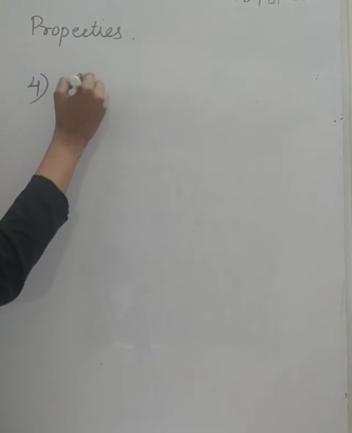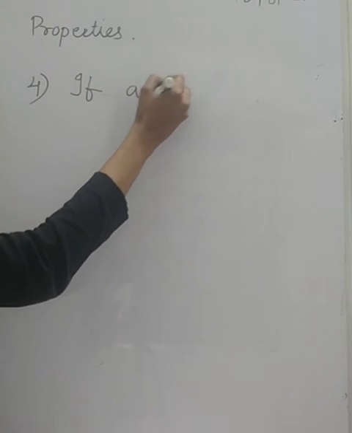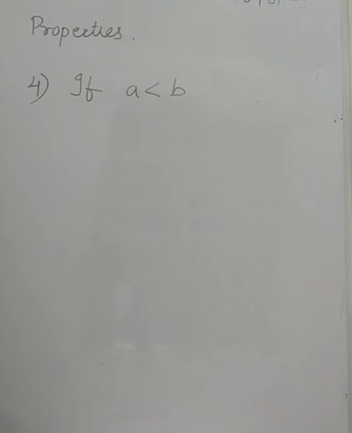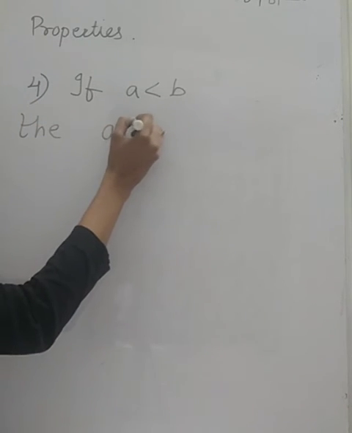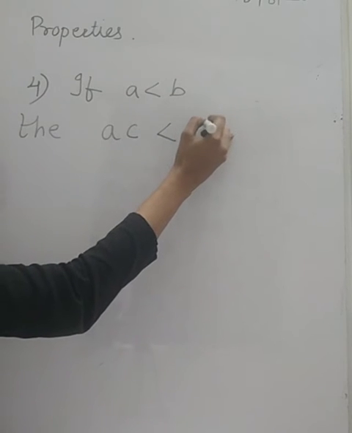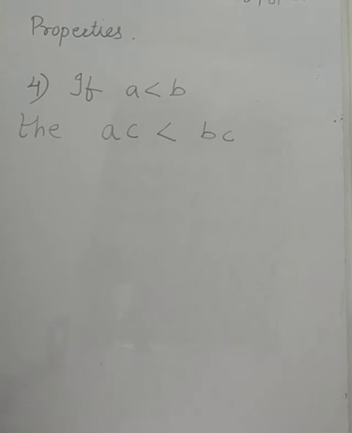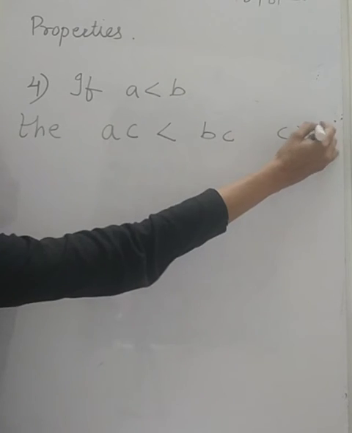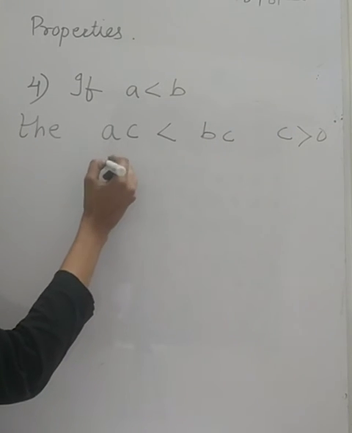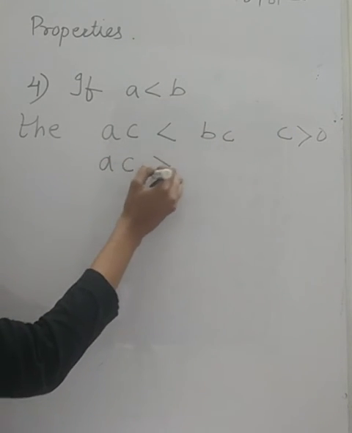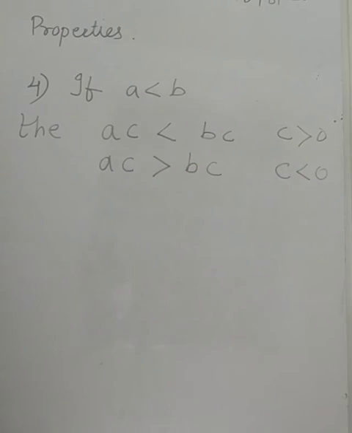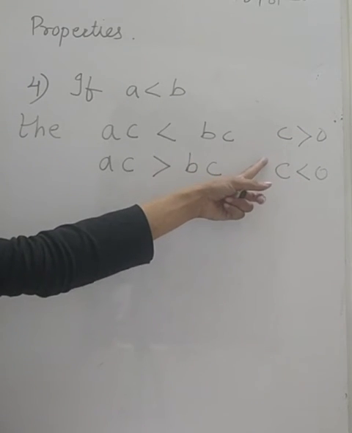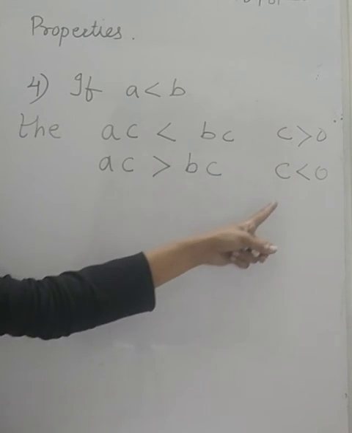The fourth property says if A is less than B, okay, then A multiplied by C will be less than B multiplied by C if C is greater than 0, and A multiplied by C will be greater than B multiplied by C if C is less than 0. If C is greater than 0 means C is positive and C is less than 0 means C is negative.